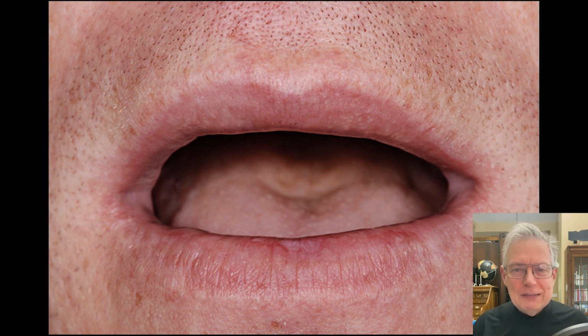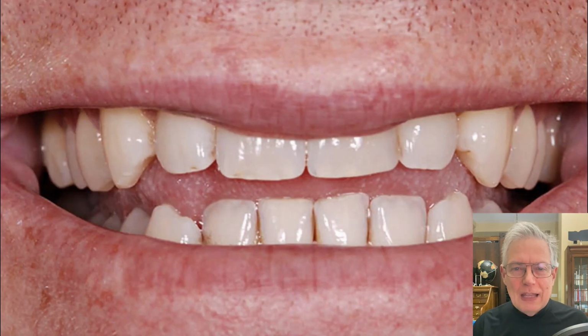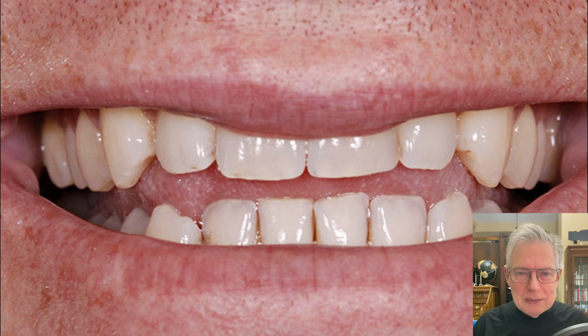His primary complaint is he just doesn't like how he looks. What do you mean by that? Well, I don't like when I smile, I don't show much tooth. I'm just not happy with that. My teeth look funny in there. People can't identify what it is. They can tell you what they feel and what they're experiencing.